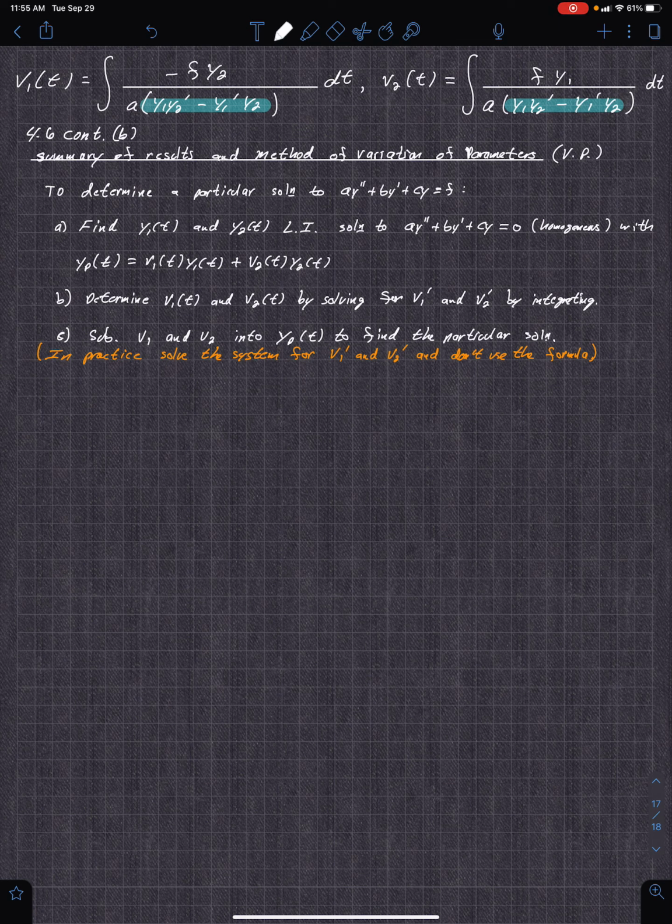This is 4.6 continued, part B. Should finish it up with part B. So here's the summary of the variation of parameter method.